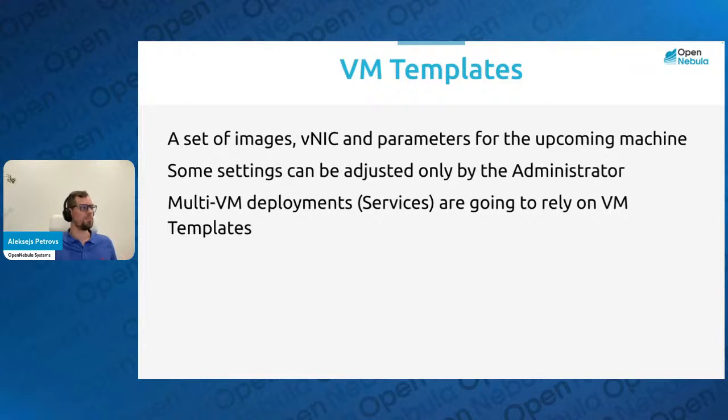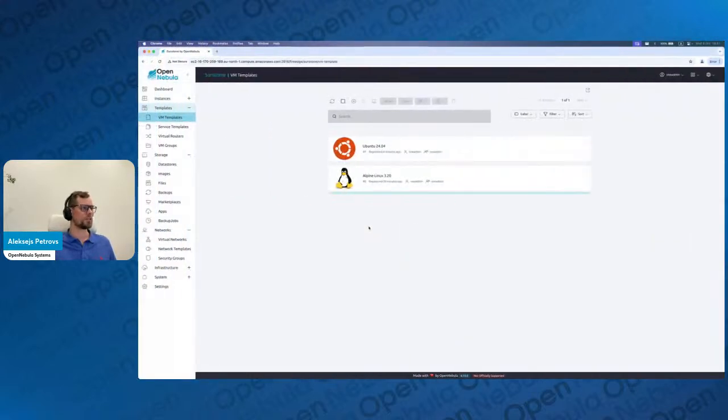Now, also the multi-VM deployments that I've mentioned recently, also known as services, are going to rely on the virtual machine templates. So when you configure a multi-VM service with, let's say, a couple of databases, a couple of load balancers, some other application, and so on and so forth, they will rely on these virtual machine templates. So that's why the virtual machine template is quite a crucial part of the overall infrastructure.